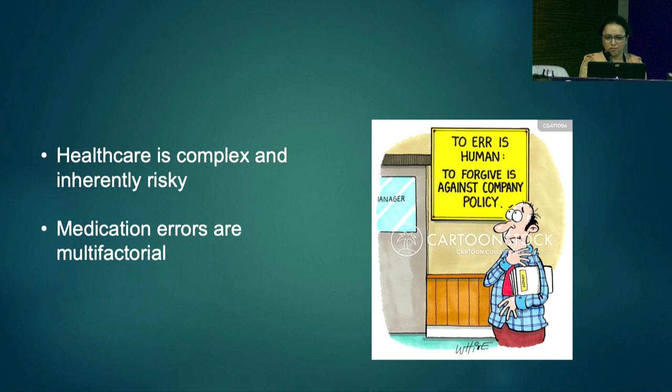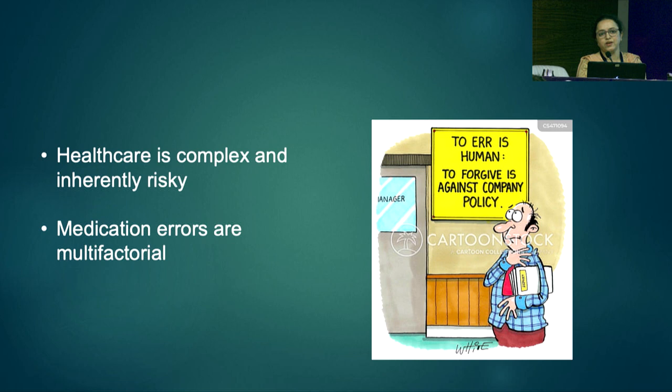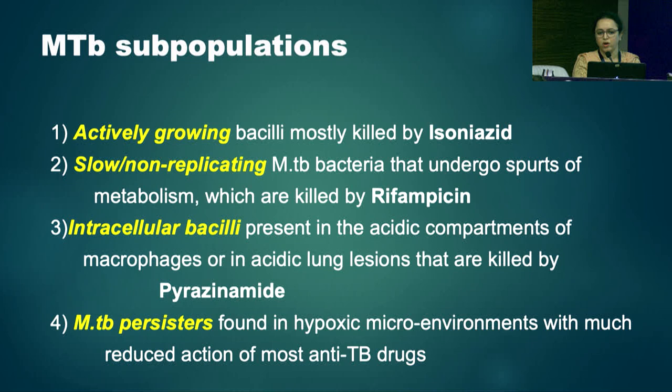To err is human, and when we as doctors err, it turns out to be pretty bad for our patients and very unforgivable for the doctors. Medication errors, especially while prescribing for tuberculosis, are multifactorial. Partly because when we are dealing with tuberculosis, we're not dealing with one organism, but a whole subpopulation of organisms. These are the four common types that I have enumerated. The actively growing ones, which are taken care of by isoniazid. The slow non-replicating ones taken care of by rifampicin, the intracellular ones killed by pyrazinamide, and there are the persisters, which are not killed by any anti-TB medication at all.